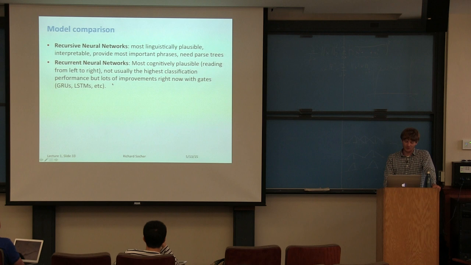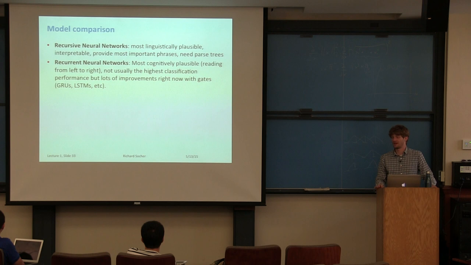And then recurrent neural networks, I think, are probably in many ways the most cognitively plausible models, right? We read from left to right. We keep around some hidden state as we hear information. They're not usually the ones with the highest classification performance yet, but I think there are a lot of improvements going on right now with the various gated architectures that we've covered in the class.